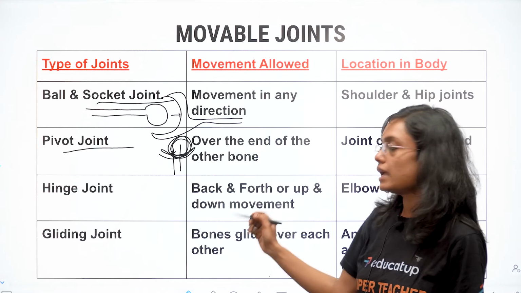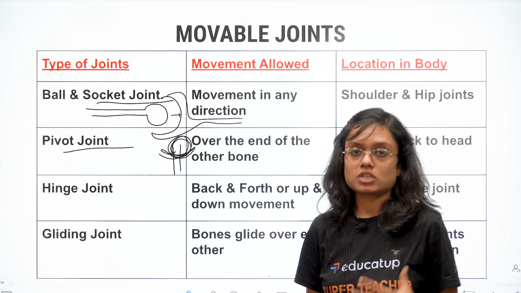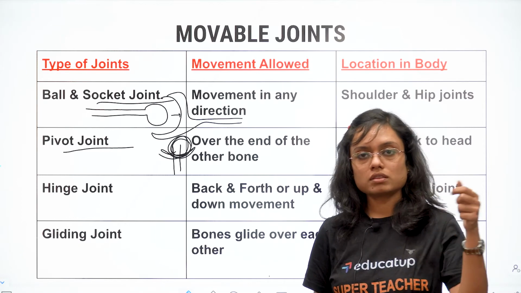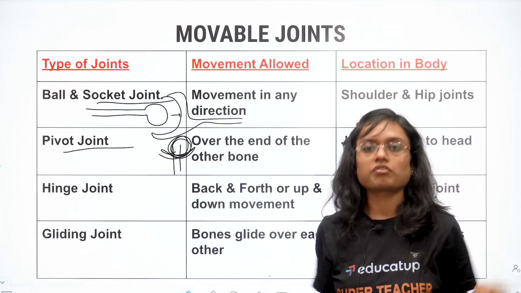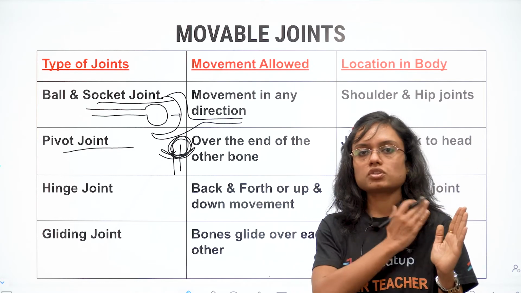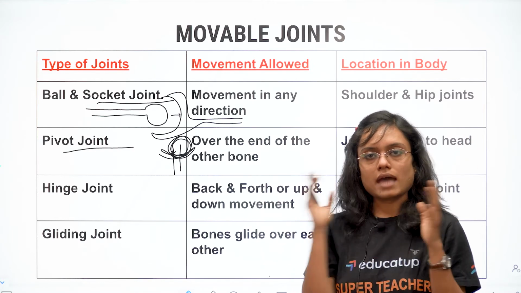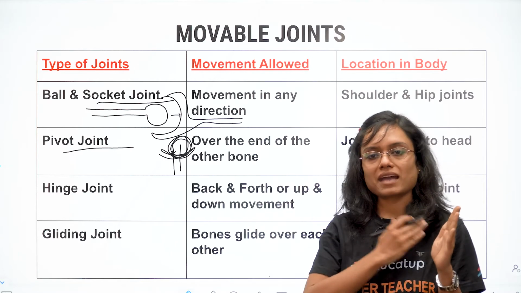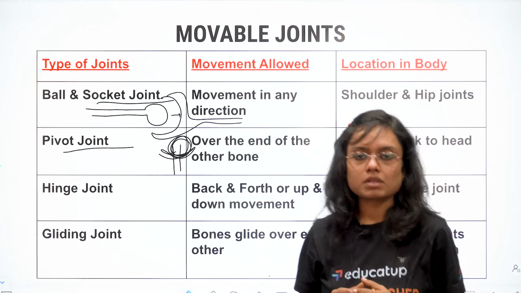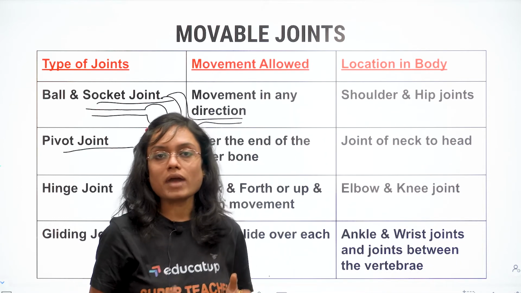The next is the hinge joint. Now, as the name suggests, hinges are present in the door, at the point where the door is attached to the frame. Isn't it? We have two hinges, because of which the door moves like this. So actually this joint allows either back and forth movement or up and down movement. The best example of this kind of movement is the elbow and knee joint.